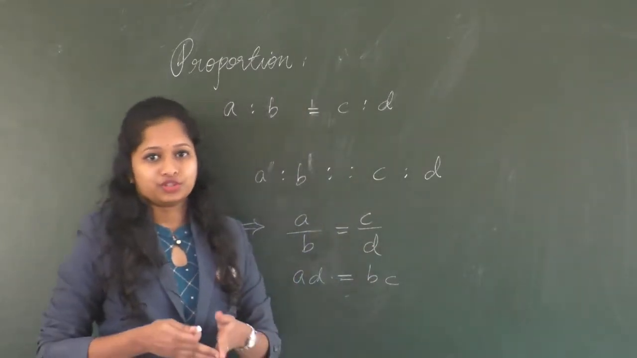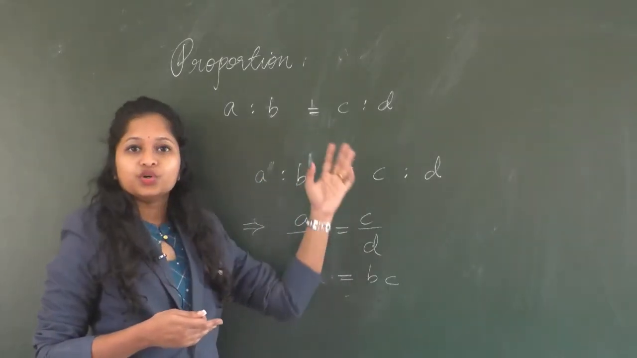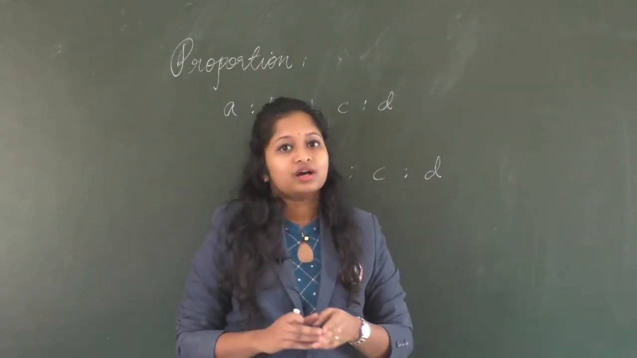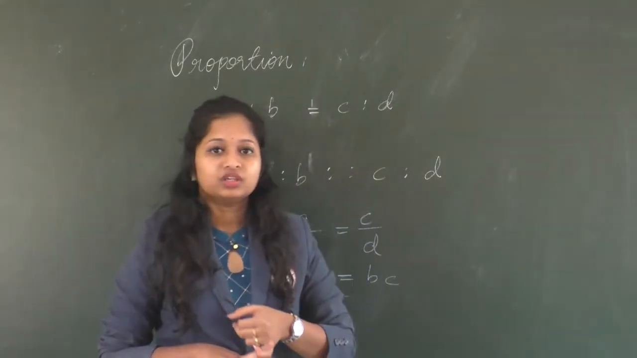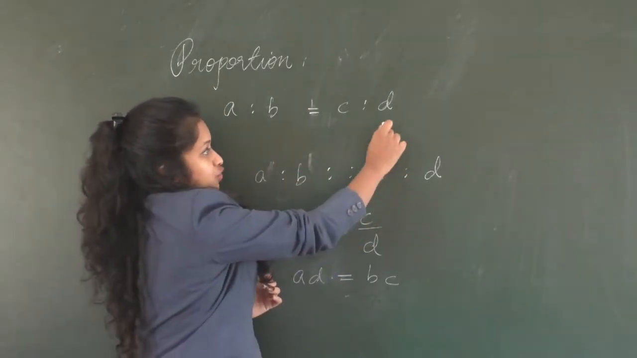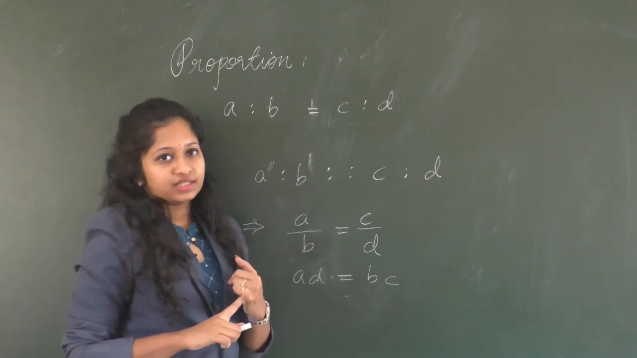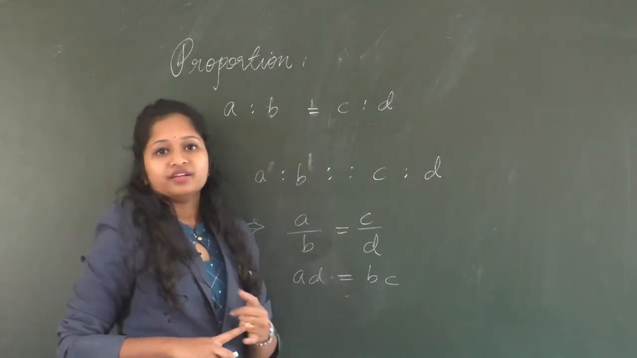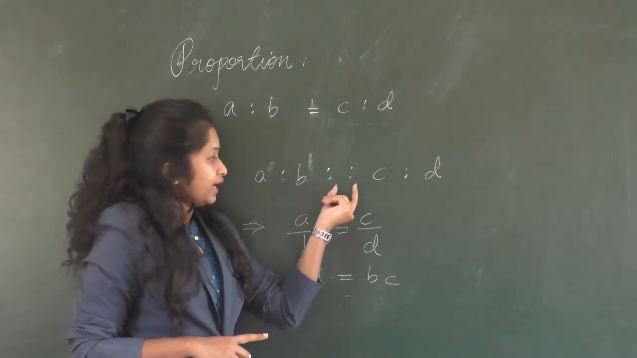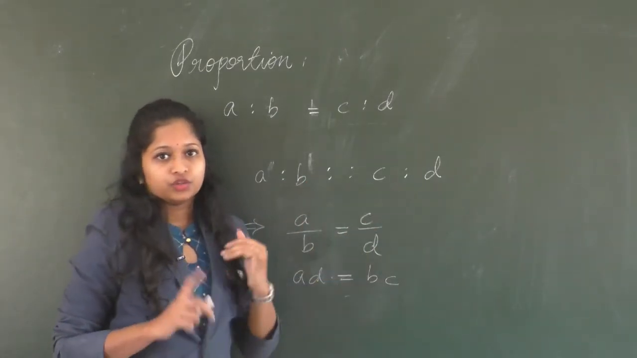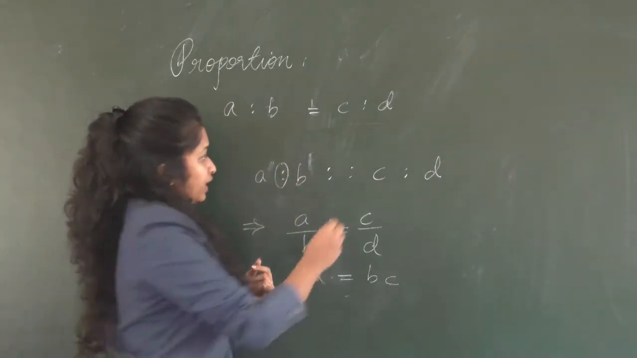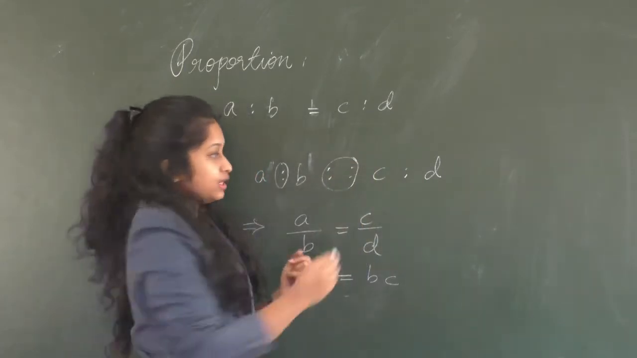Okay? What is proportion? When two ratios are equal, then all these four quantities are in proportion. That is, when A is to B is equal to C is to D, then we can tell that A, B, C, D are in proportion. So we can write it as A is to B as C is to D. You already know this symbol we call it as is to, and this one we can call it as.